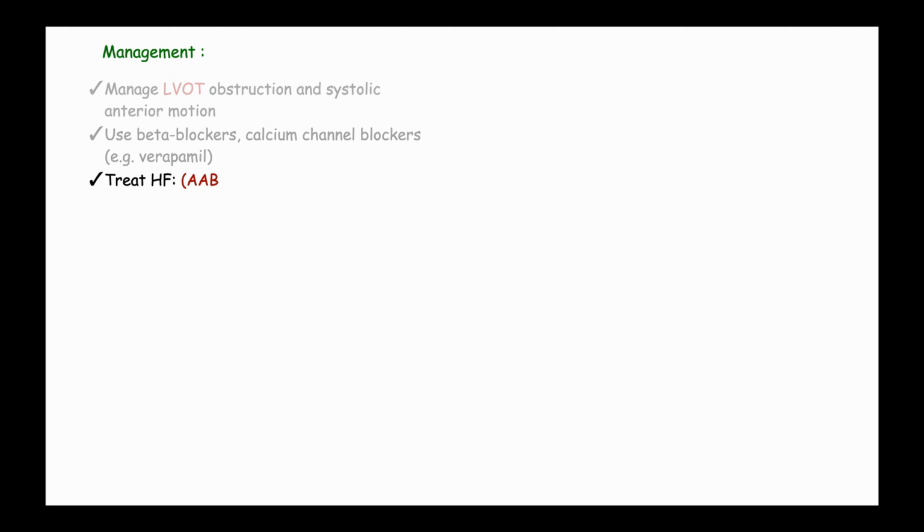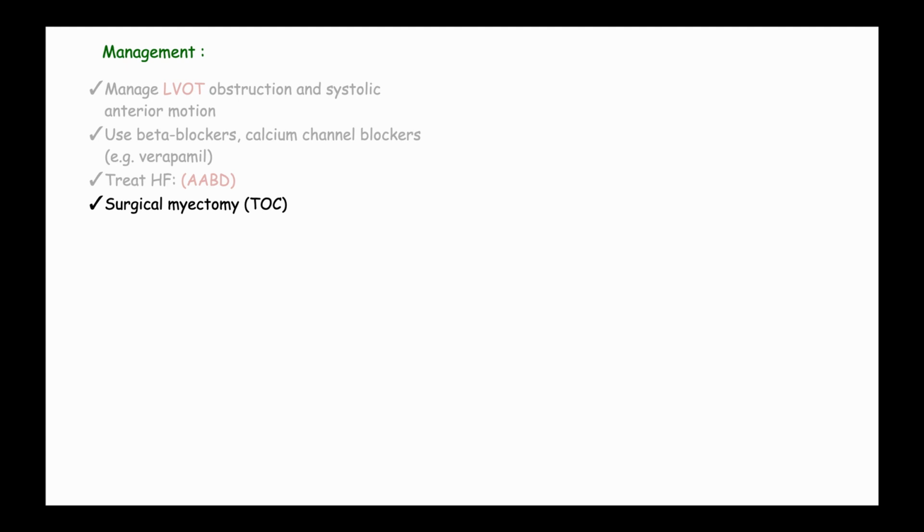Then we have to treat heart failure, and as we saw earlier on, we treat heart failure with AABD. The first A for ACE inhibitors, or we can choose ARBs. Then we can go for beta blockers as well as the diuretics. Now, other treatment options include the surgical myomectomy or surgical myectomy. We can do this in some patients when medical treatment does not respond.